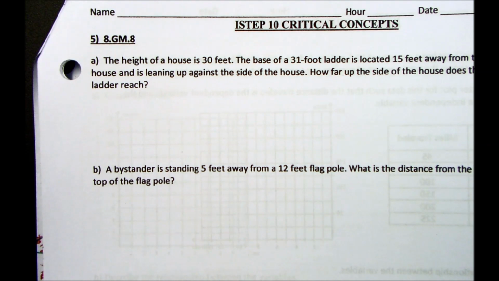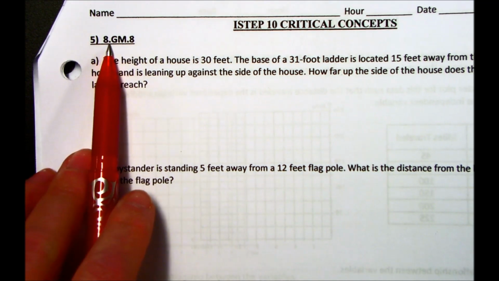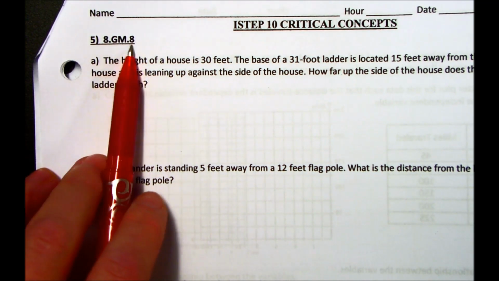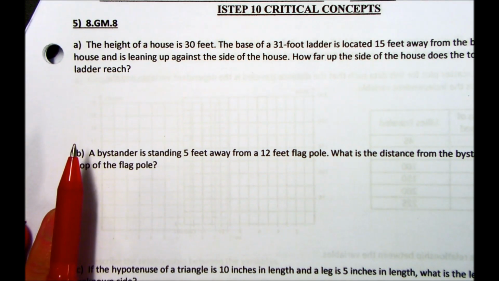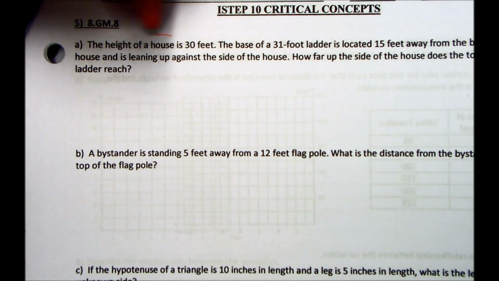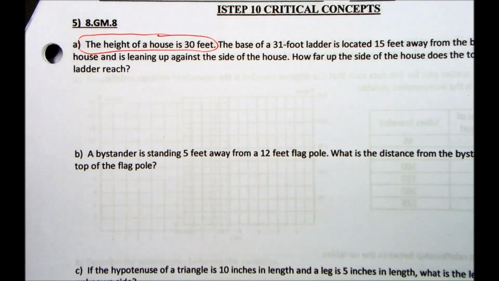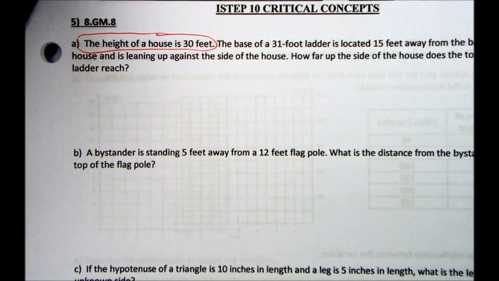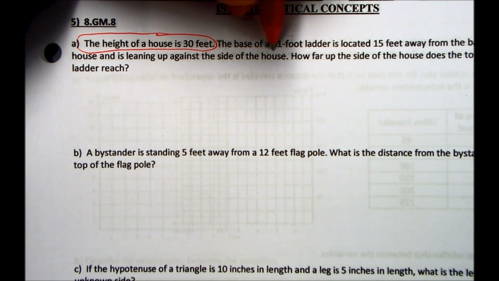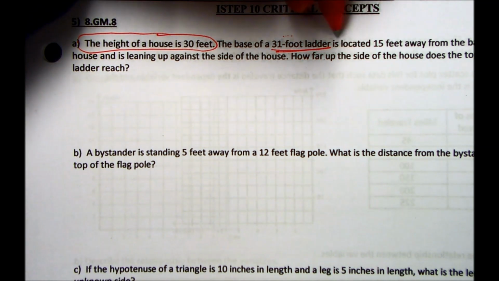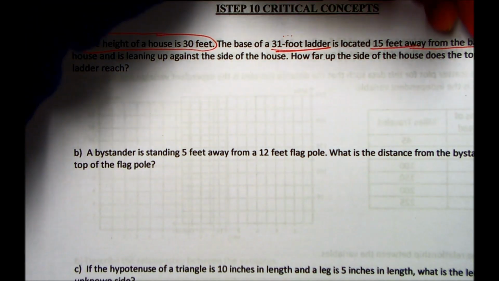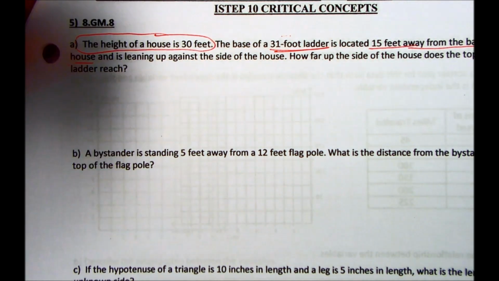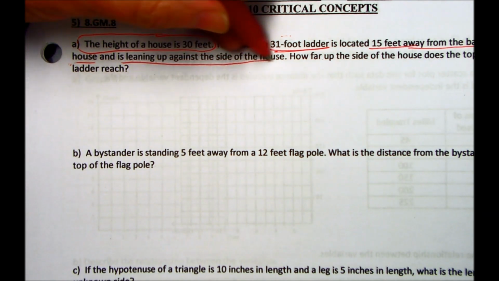The next problem that we have is from Standard 8 GM 8. So again, it's an 8th grade geometry standard. It tells us that the height of a house is 30 feet, which is an important piece of information. The base of a 31-foot ladder is located 15 feet away from the base of the house, and it's leaning up against the side of the house.